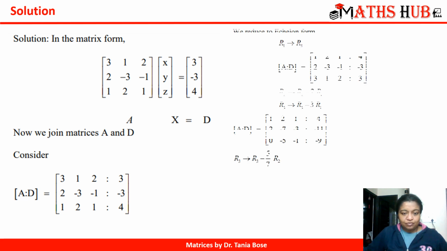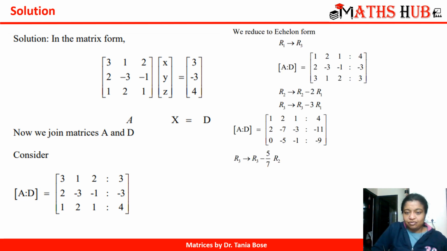Now when I convert this into an echelon form, I have interchanged the first row and the third row because I want a leading one here. After interchanging, we get this matrix. Then we have applied R2 is R2 minus 2R1 and R3 is R3 minus 3R1. This will help me to convert these elements to 0. So after converting them, this element will also become 0, right?